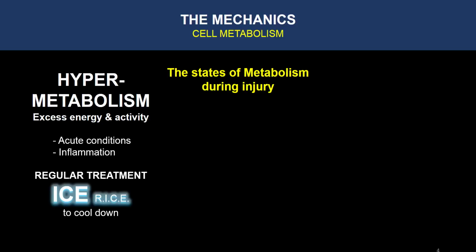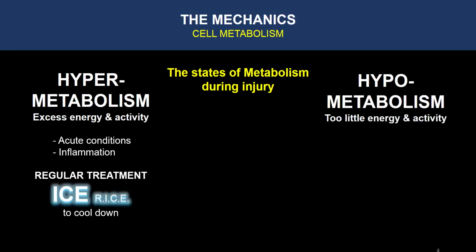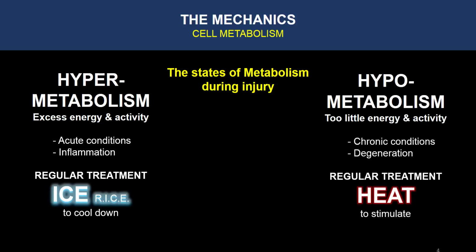So what we do is we cool down when there is a hypermetabolic condition, and the other side is a hypometabolic condition, where there is too little energy and activity, and this happens in chronic conditions. We apply heat to stimulate. So these are the two extremes. In the middle of these two, you have what you call normal metabolism, and this is what BCR therapy regulates to achieve.